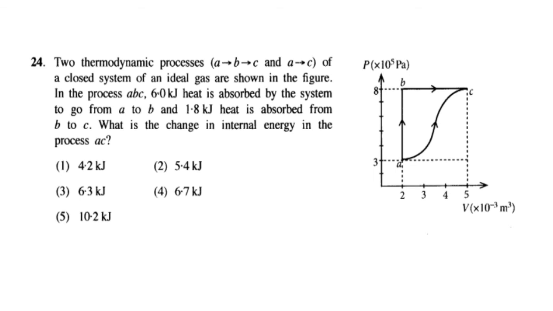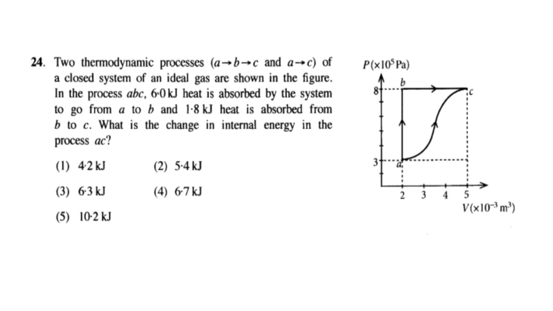We take the processes A to B and B to C separately. Let's take A to B first. Then use the same equation, delta Q equal delta U plus delta W. Delta Q is 6. We want to find delta U, and delta W is 0 because there is no change in volume. So delta U is 6 for the process A to B.